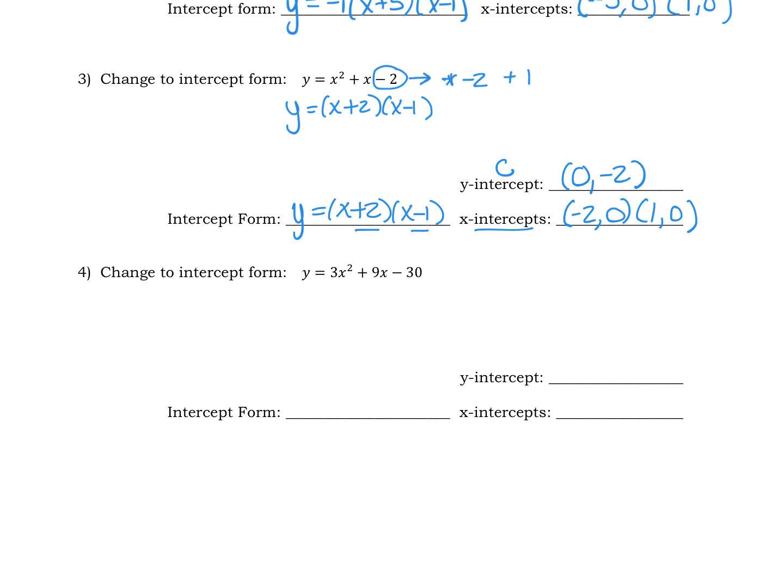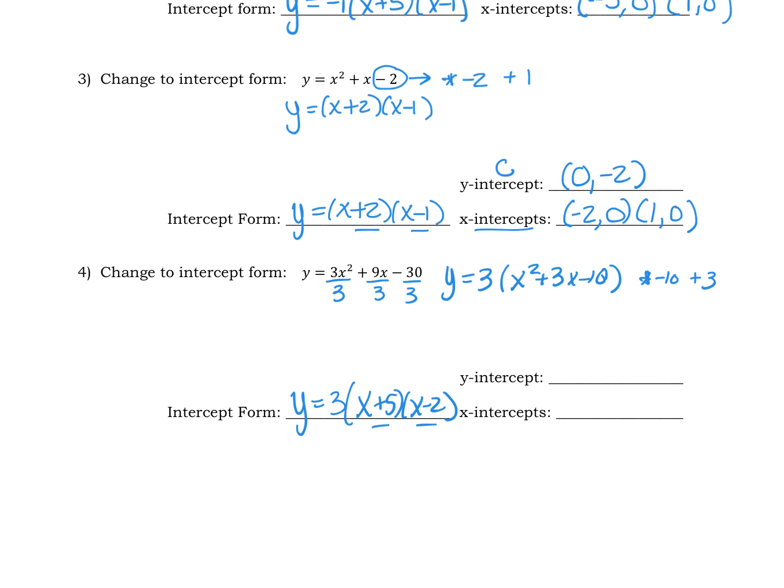In number 4, I'm going to factor it, but first I notice that all 3 of these are divisible by 3. So I'm going to factor out that GCF first. So then I can think about two numbers that multiply to -10 but add to 3. And so those two numbers are going to be +5 and -2. So my x-intercepts would be -5 and +2. My y-intercept would be my original c value, so it would be -30.